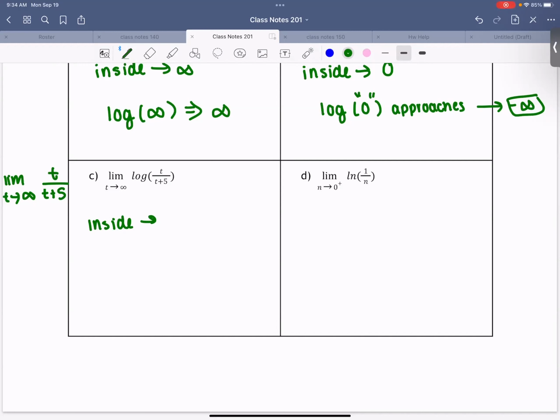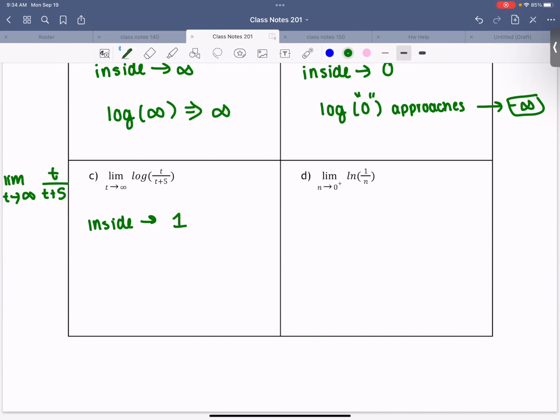Good, right? The degree on top is 1. The degree on the bottom is 1, which means the highest power. Since they match, we take the coefficients of the highest power. 1 over 1 is 1. So the inside is essentially approaching 1.